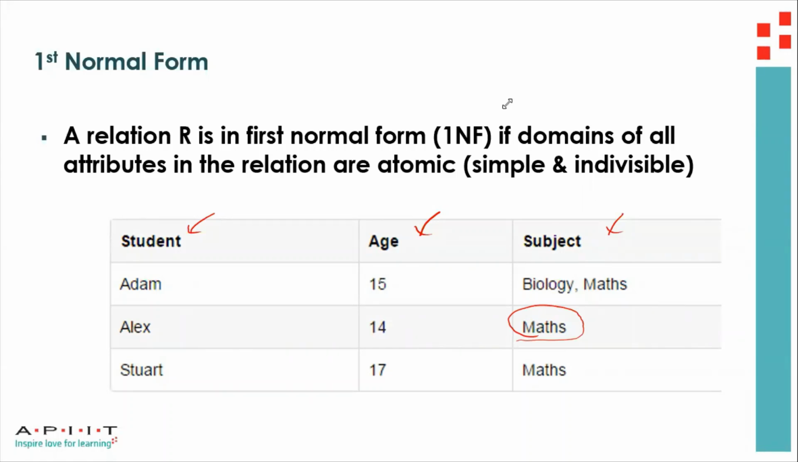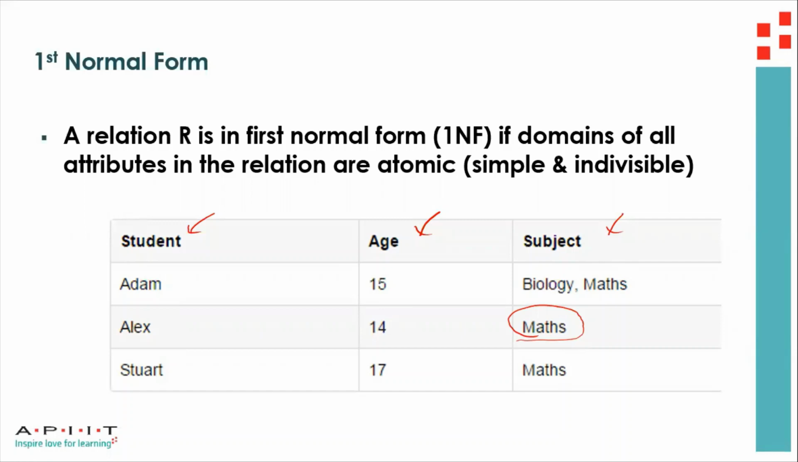Here the multi-value attribute could be a telephone number. See, you have student, age and the telephone number. Under telephone number, you have a lot of values. So this is not in the first normal form. So let's see how we can make it into the first normal form.